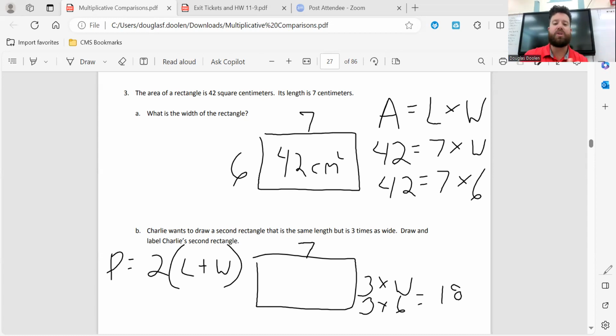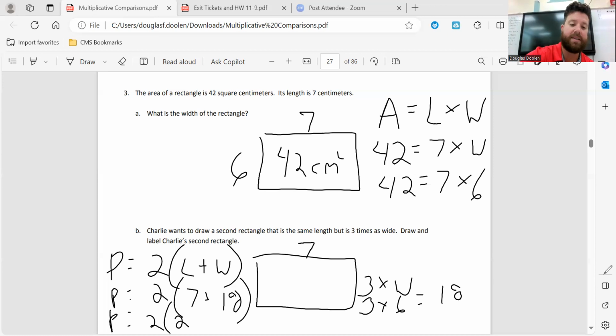Okay, perimeter equals 2 times length plus width. So P equals 2. What's our length? 7. What's our width? 18. Good. 7 plus 18. What's 7 plus 18? What is it? 25. Very good. So P equals 2 times 25.